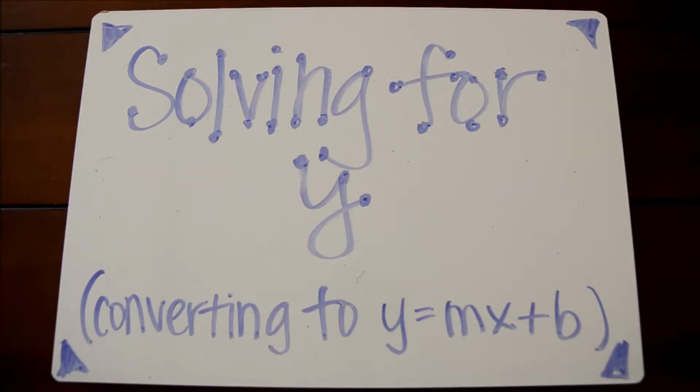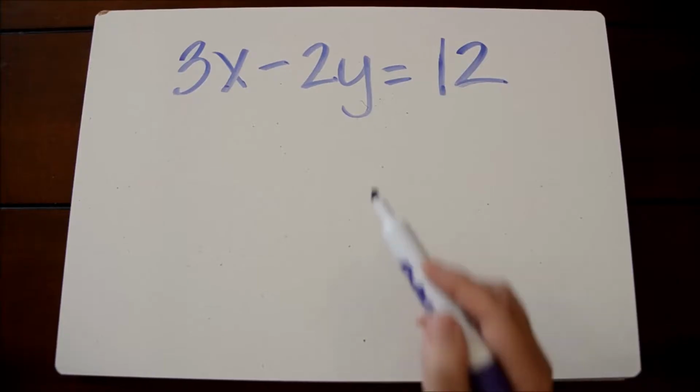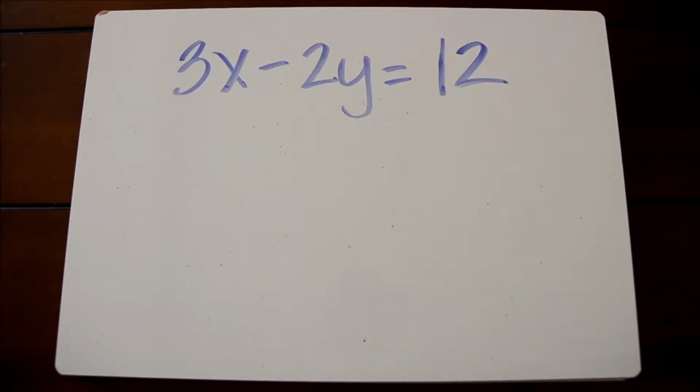Today our lesson is on solving for y, or in other words, converting equations to slope-intercept form, which is y equals mx plus b. Let's take a look at our first example. Here we have an equation in standard form. To get this equation into slope-intercept form, we want the y by itself.